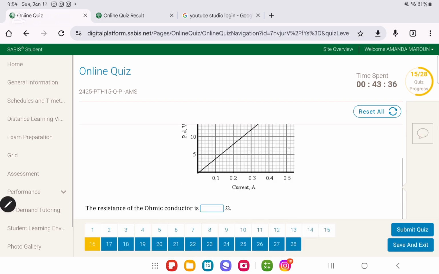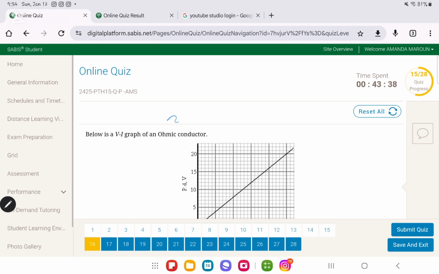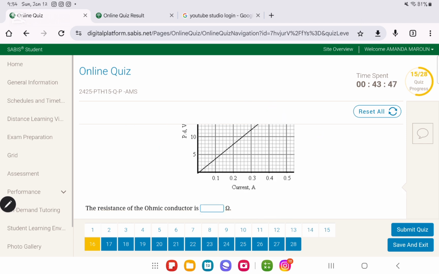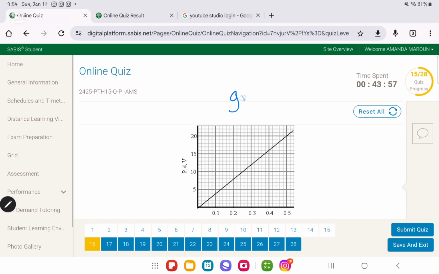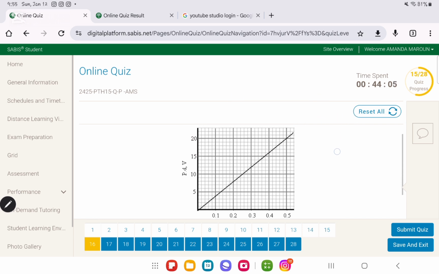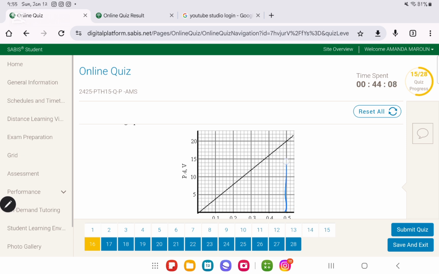Moving on to question number 16. Here we have the graph of an ohmic conductor. An ohmic conductor is a conductor that obeys Ohm's law, which is that V is equal to R times I. Okay, they need the resistance. We know that the resistance is the voltage divided by the current. In other terms, if we are talking graphically, resistance is equal to the slope. So take just any point because it's a straight line passing through the origin. For example, this point over here, you have the voltage is 20 divided by the current, which is 0.5.